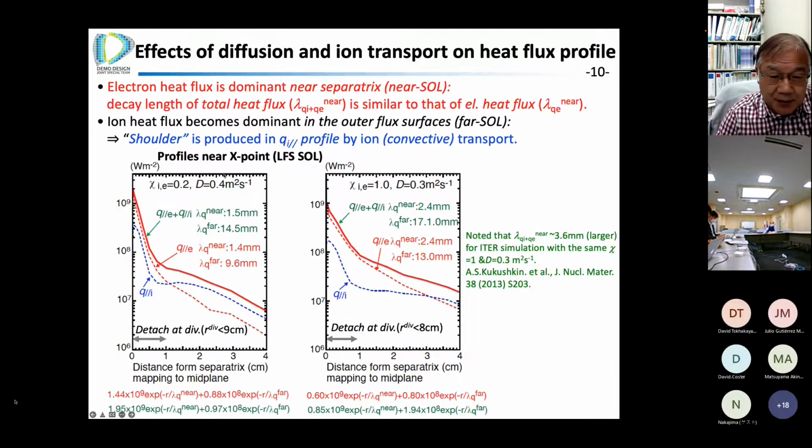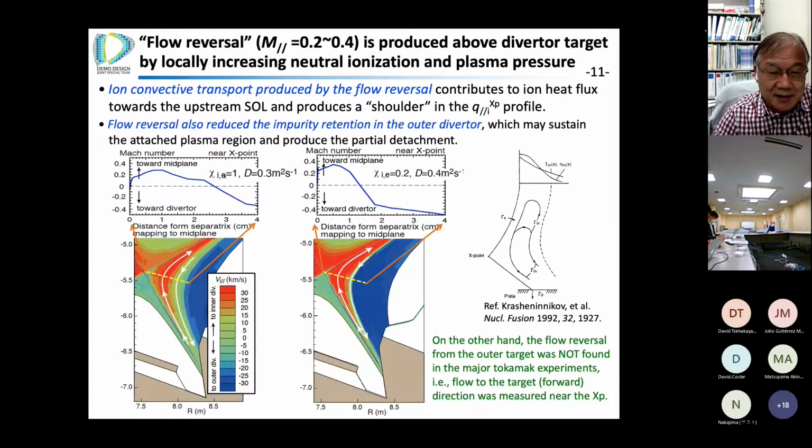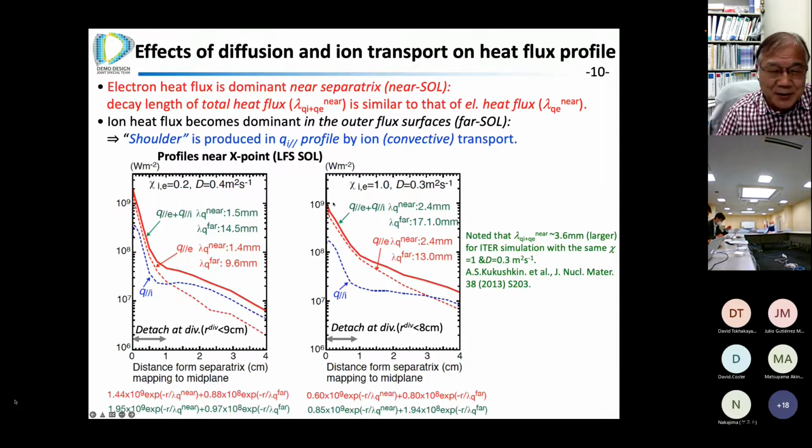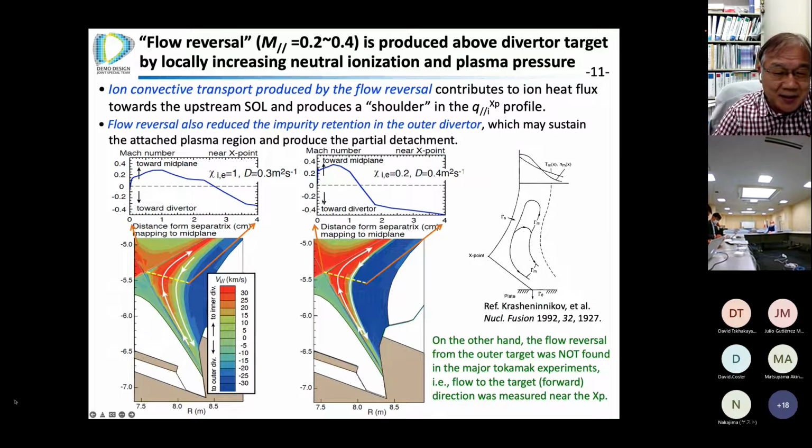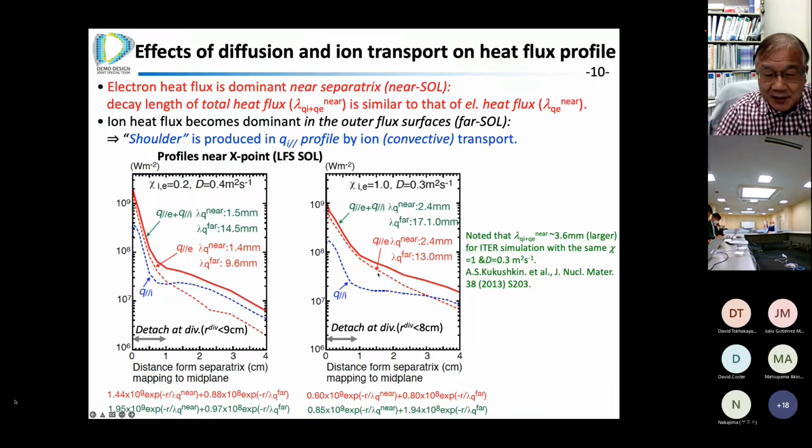Sorry, I think this right-hand side and left-hand side are reversed compared to the previous view graphs. I'm sorry. In this case there is a larger diffusion coefficient, so the flow reversal is wider. Therefore the shoulder is larger, like here, and the detachment region is wider.